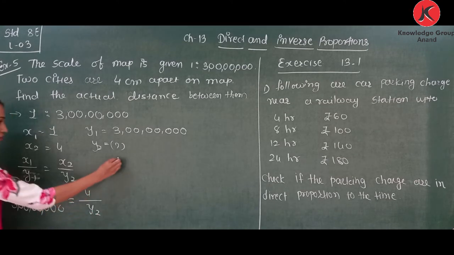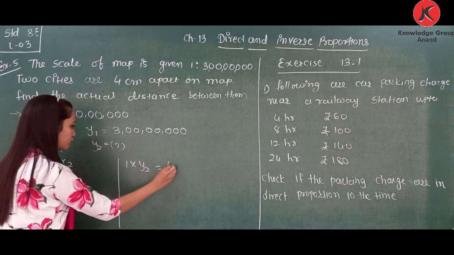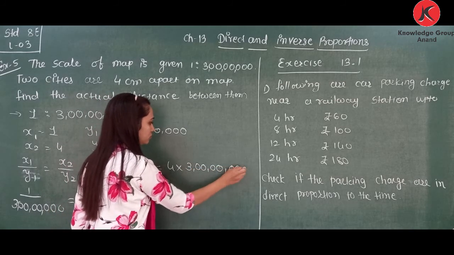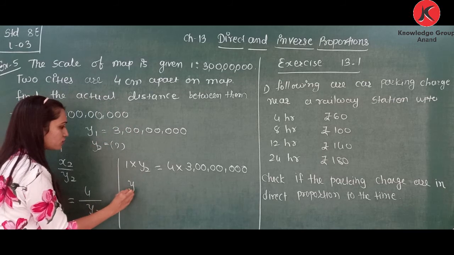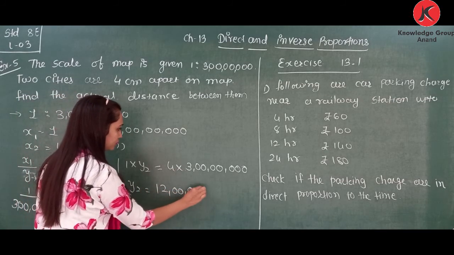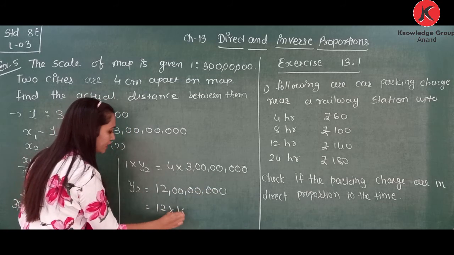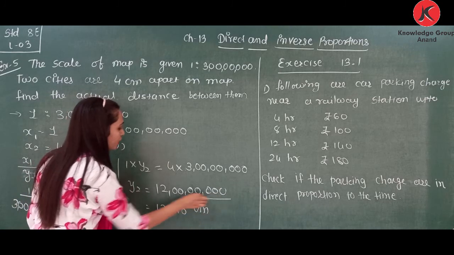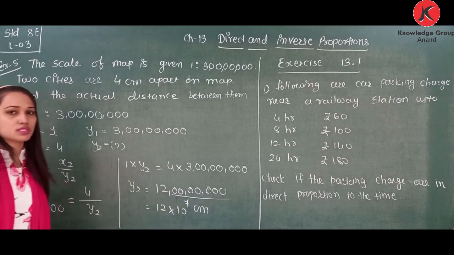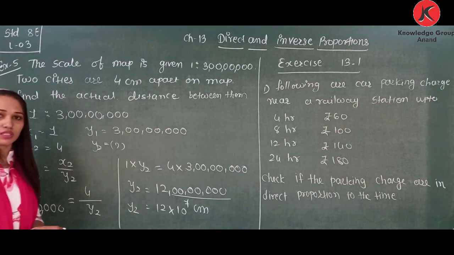Cross multiply because we need to find y2. So 1 multiplied by y2 is equal to 4 multiplied by 3. So here y2 is equal to 12. You can write it as 12 times 10 raised to 7 centimeter. In exponent form, it means 10 raised to 7 centimeter. y2 is 12 multiplied by 10 raised to 7 centimeter.